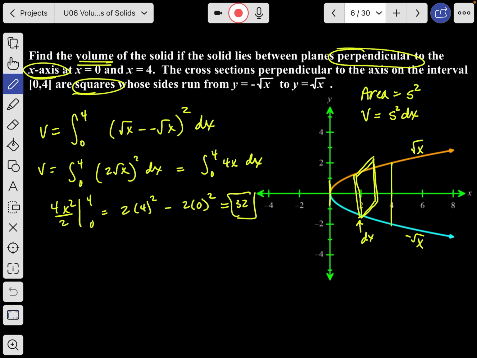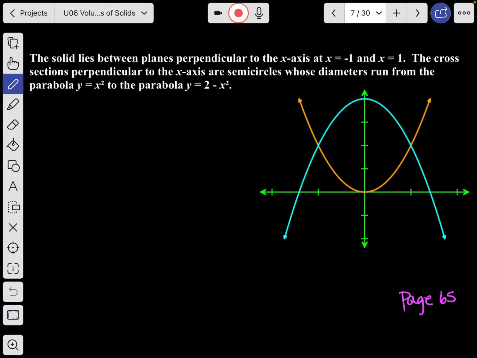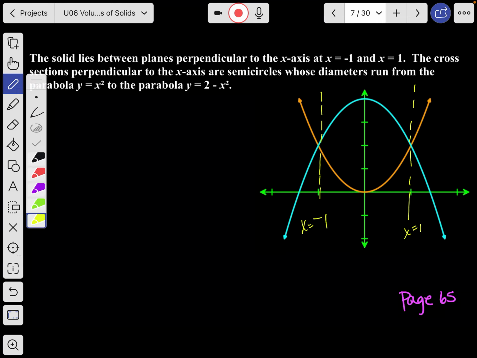Okay, here's the solution worked out again. I like to practice, so I got it written out there. All right, here's our next example. The solid lies between planes perpendicular to the x-axis at x equals -1, so here's the -1, and x equals 1. And so I'm looking at figures in this region, and we know that these figures are semicircles.